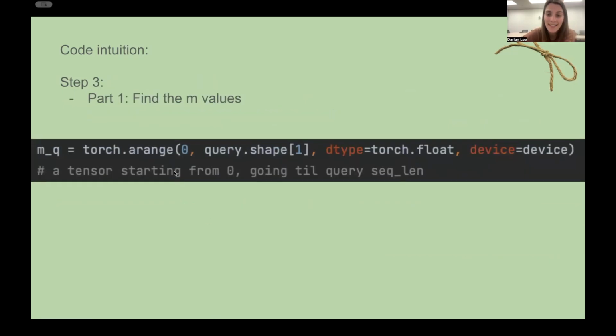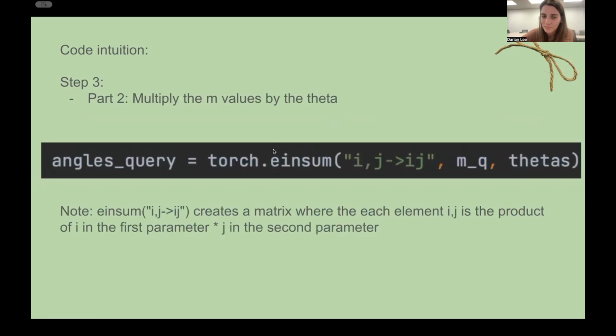Then we can create m's, which represent the sequence index. And once again, this I think is pretty self-explanatory, just going from 0 to the query shape. Then this is a part that might be a new PyTorch function, so I'll explain it a bit. So we're going to use this einsum ij goes to ij, which essentially creates a matrix where each element ij is the product of the i of the first parameter and the j in the second parameter. So it's essentially going to take vectors and create this matrix.